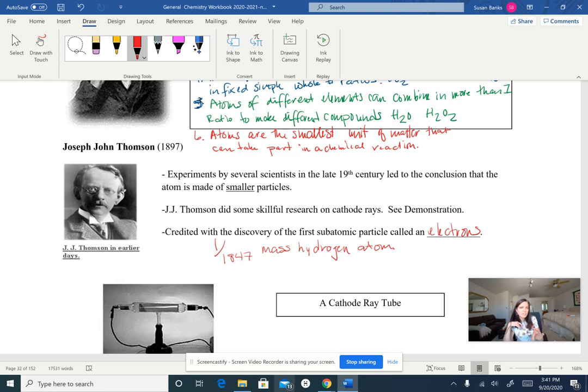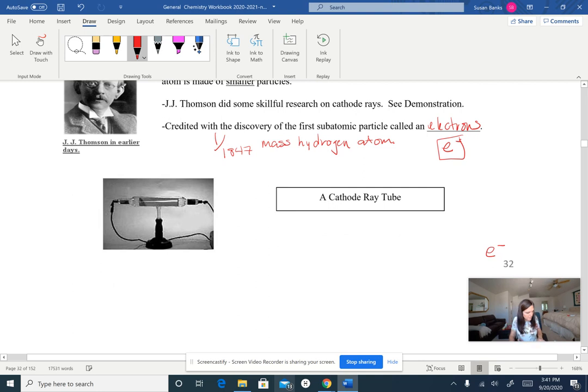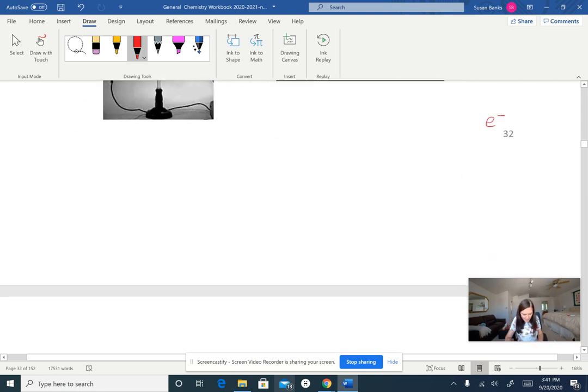So this is our first subatomic element, or not element, but particle. And we call it an electron. We symbolize an electron with an e, with a negative sign up on the upper right-hand side. So e negative is an electron. This is what a cathode ray tube looks like. I will embed the video of that demo.